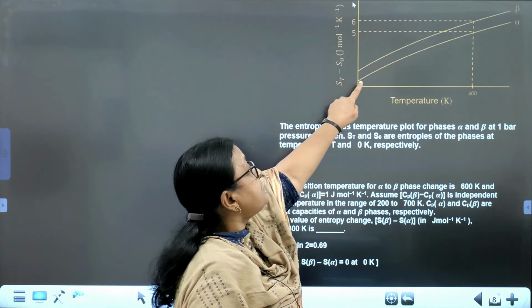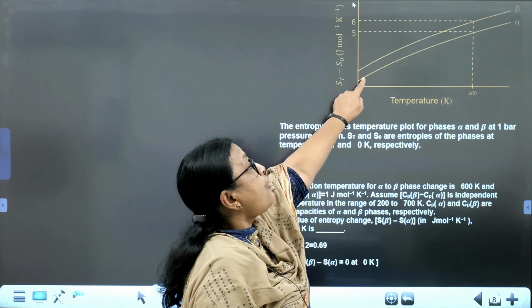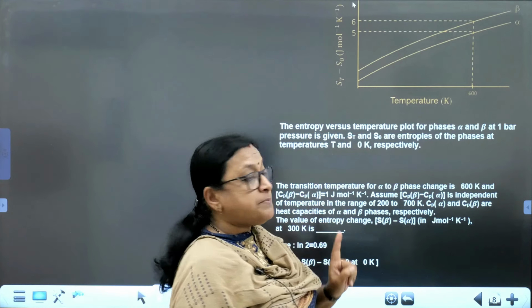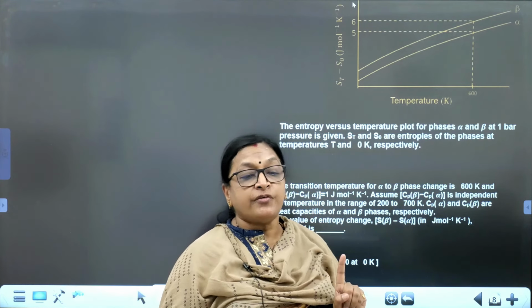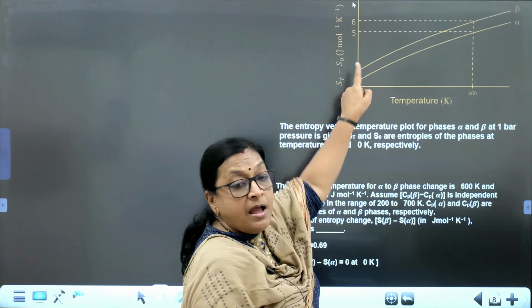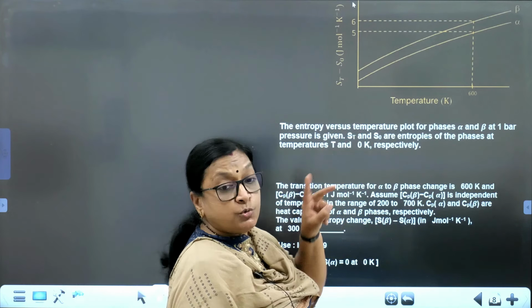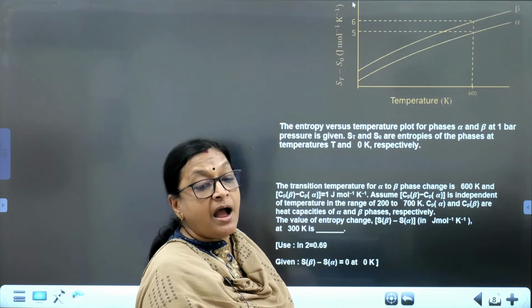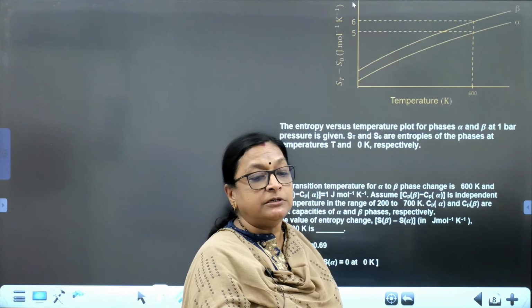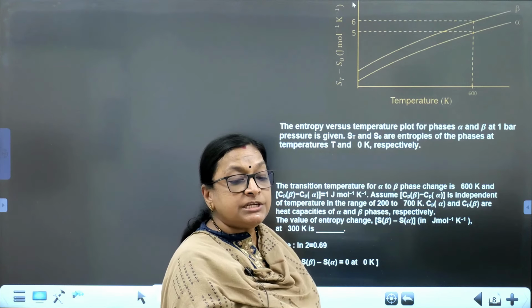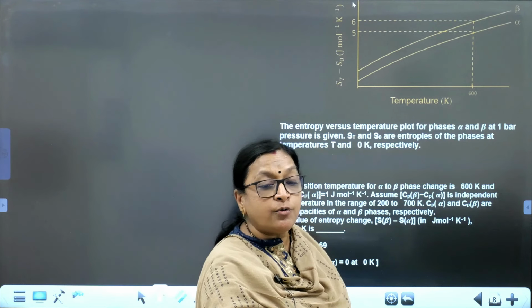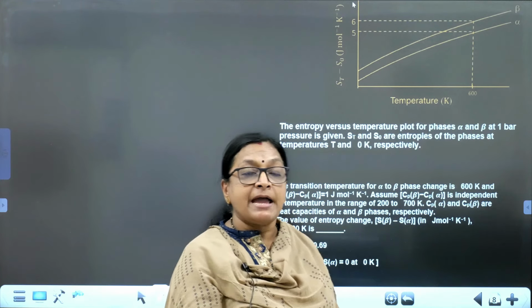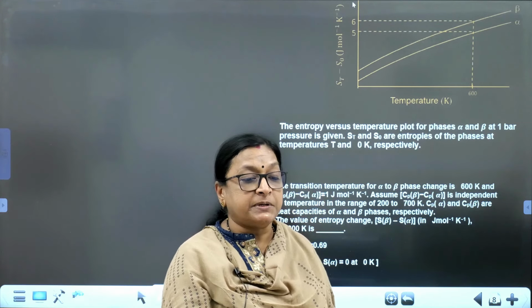Two plots can be seen. One is for two phases, it is given. The entropy versus temperature plot for phases alpha and beta. Two phases of a substance, alpha and beta, at 1 bar pressure is given. St and S0 are entropies of the phases at temperatures T and 0 Kelvin respectively.